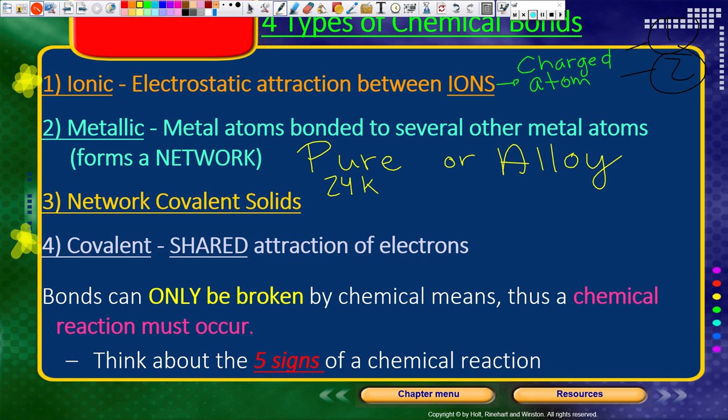Now, network covalent solids, we're going to talk about it. It's like 2 slides real quick and fast. Covalent is very, very important. So the key word you need to highlight here is shared. Okay? Also, I want you to write 2 words out beside it. Have you noticed there seems to be a theme of 2s? Ionic had cations and anions. Metallics had pure and alloys. Does anyone happen to possibly know the 2 types of covalent bonds? You've done this before.